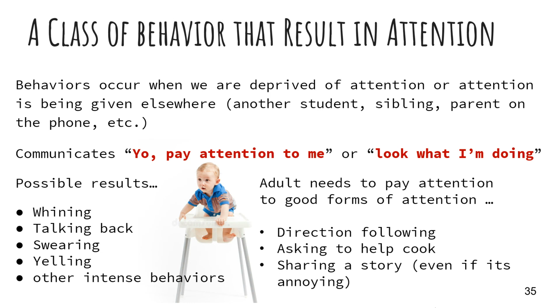So adults need to pay attention to good forms of seeking attention. So things like when the child's following directions, asking to help cook, or asking to hang out with the adult, or maybe even sharing a story, even though it can be annoying. When the child is engaging in appropriate behaviors, the idea is to give a lot of attention, whereas when they're engaging in non-appropriate behaviors, giving less attention while still monitoring for safety.